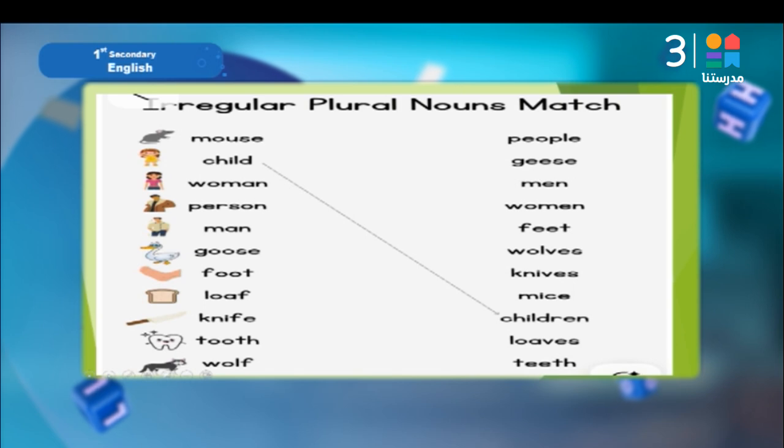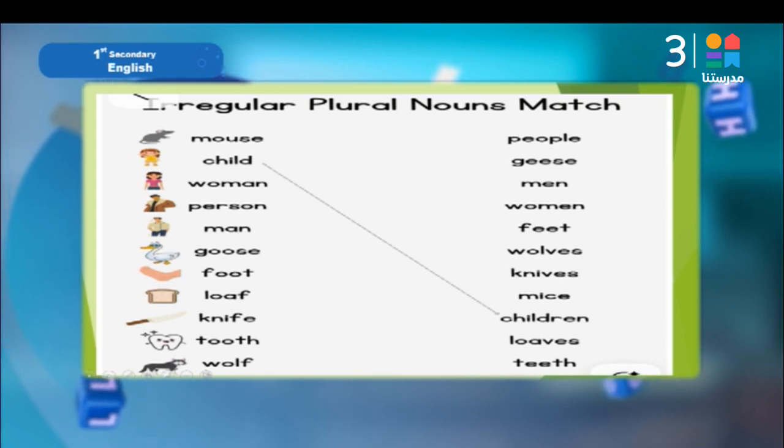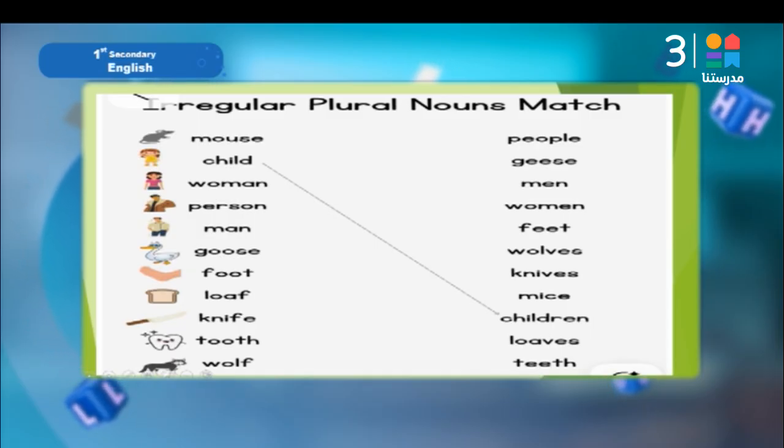If you look at the screen, you can find another game, a matching game. All you have to do is match the irregular plural nouns with the singular, or the singular with the plural. Let's do it together. Let me fetch my pen first. Okay, so the first one is done here. Child, children. One child, 3 children.